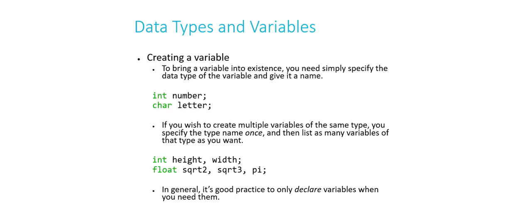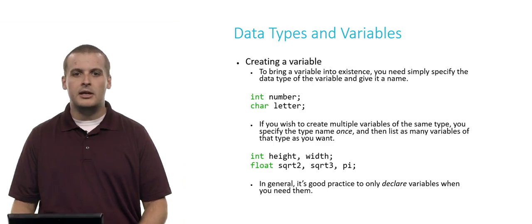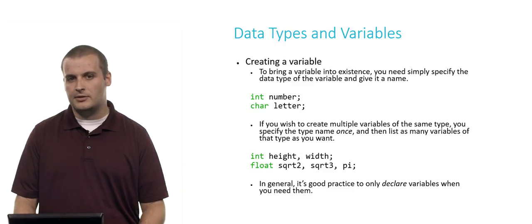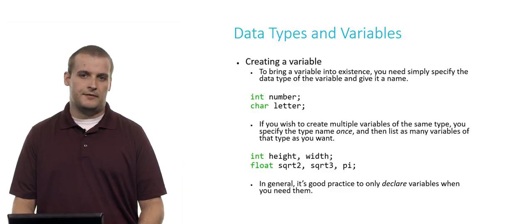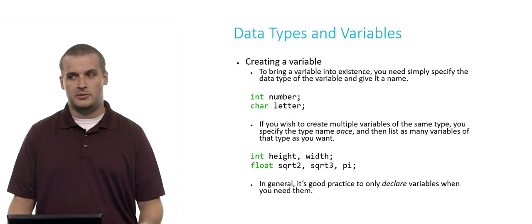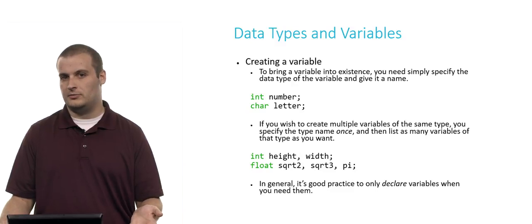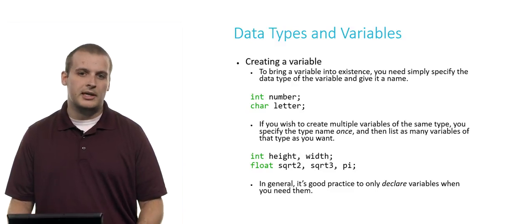I'd still get two variables called height and width, each of which is an integer, but I'm allowed to, thanks to C syntax, consolidate it into a single line, int height, comma width, semicolon, and it's the same thing. I've created two variables, one called height, one called width, both of which are capable of holding integer type values. Similarly here, I can create three floating point values at once. I can maybe create a variable called square root of 2, which presumably will eventually hold the floating point representation of the square root of 2, square root of 3, and pi.